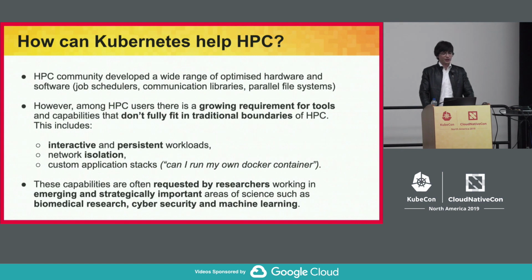Given we're at the Kubernetes conference, let's spend a few minutes thinking, how can we apply Kubernetes technology and Kubernetes principles to further assist high-performance computing? What is it that we would like to do today that's difficult to achieve with traditional HPC tools such as batch queue-oriented processing? First of all, there are new emerging fields of science, for example, machine learning, and to a degree, biotechnology and bioinformatics, that don't fully fit in traditional batch queue paradigm. Another such area could be cybersecurity.